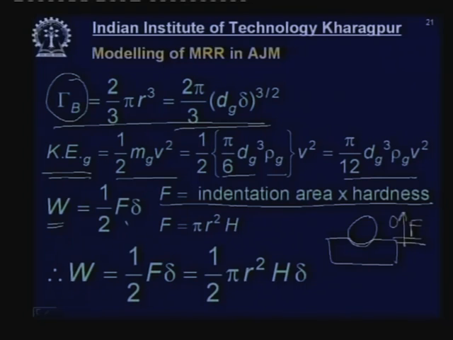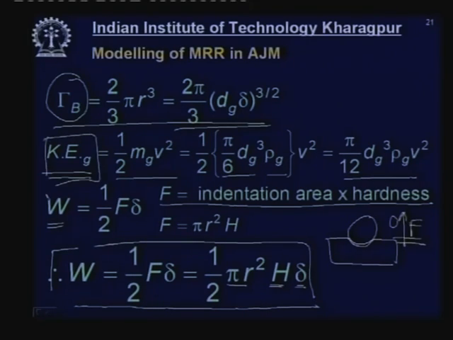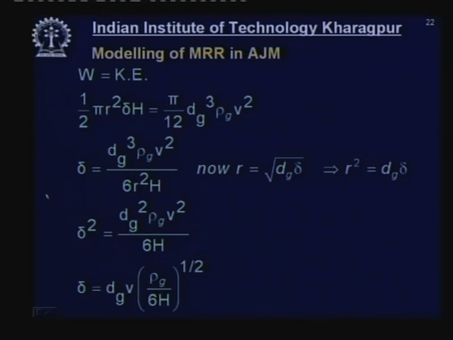Why is it half F into delta? Because F was varying from 0 to F, it was not constant all the time. So, now I have a relation for the total work done for doing an indentation, which is half F into delta, which is nothing but half pi r square into H, H is the hardness, into delta. So, we have two terms, one is the work done, another one is that of the kinetic energy, and we were saying the total kinetic energy is converted. So, we can equate them to get some more expressions.